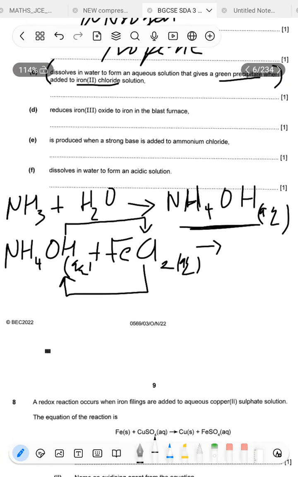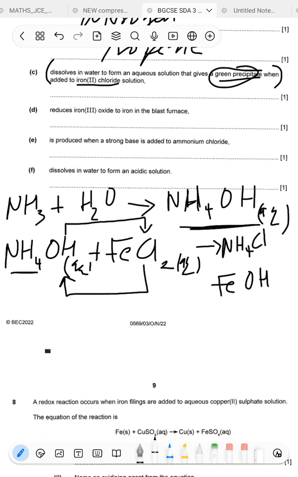And then when you remember your solubility rules, you know that all ammonium salts are soluble. So therefore, NH4Cl is going to be soluble, and then the iron hydroxide is going to be insoluble. Hence, it comes out as a precipitate. And then remember, one more property of transition metals is that they form colorful compounds. Okay, so this gives us a what? A green.